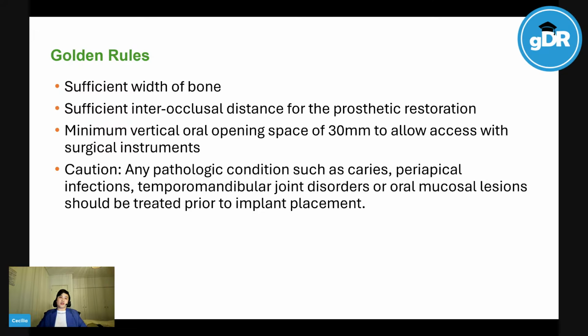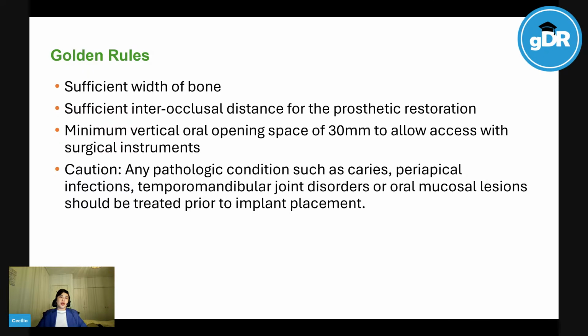You've got to check that the implant's gone in, but then there's no room to place the crown. 6 millimeters, that you have sufficient interocclusal distance for your prosthetic. There's also a minimal vertical opening space, so it's very difficult if the patient's mouth opening is very small. There are shorter drills, but then it is difficult, so you also have to check that.